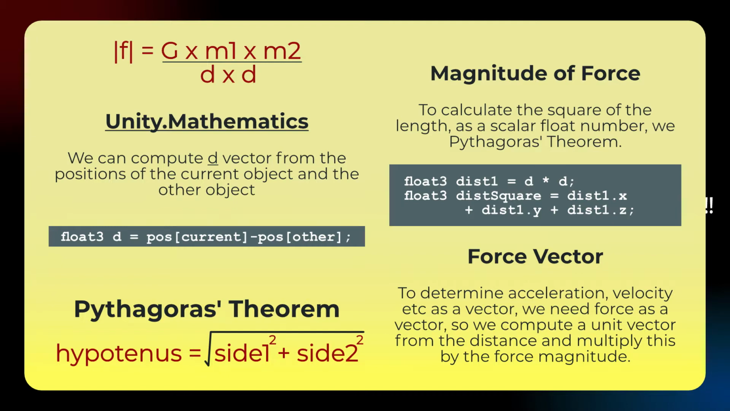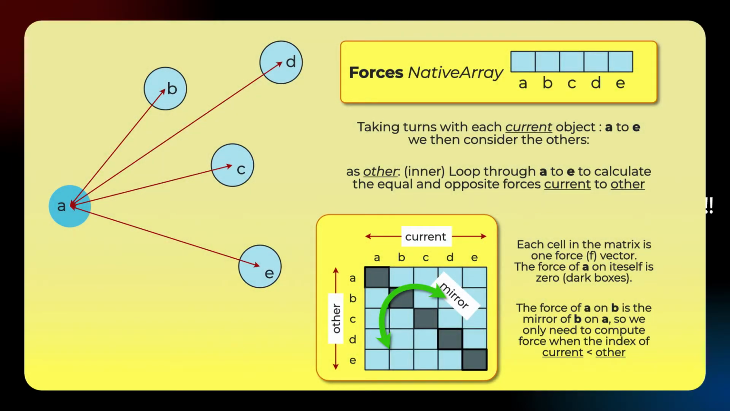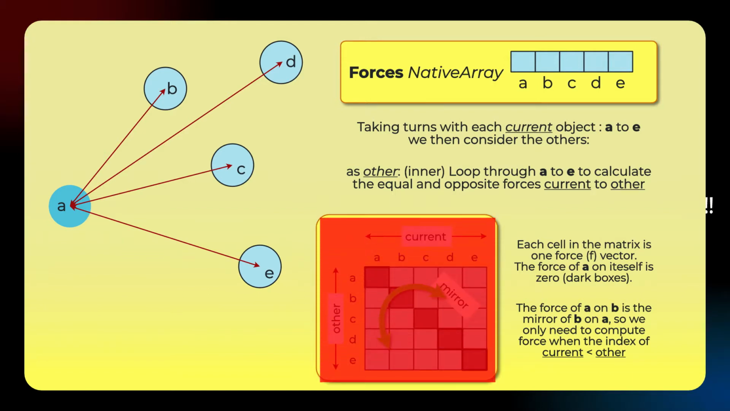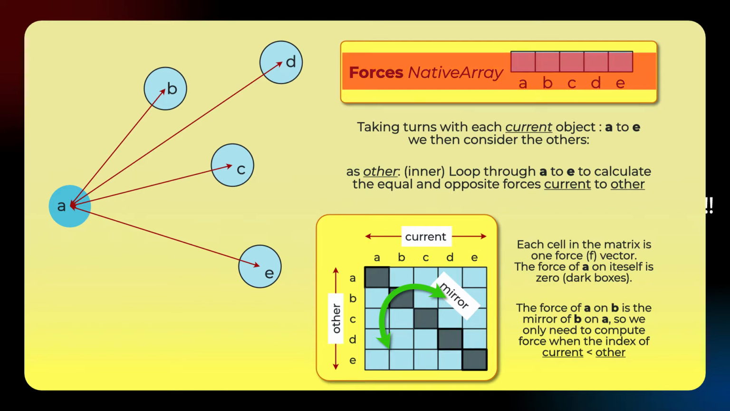The next trick is that we need to loop through all of the objects and calculate for each object the sum of all the forces that are applied to each object separately. Now, we can do it in this sort of matrix style. If we do a for loop, we have an outer loop where we're looking at the current. So here we have an array of forces that we're going to fill in. We're going to sum into this array.